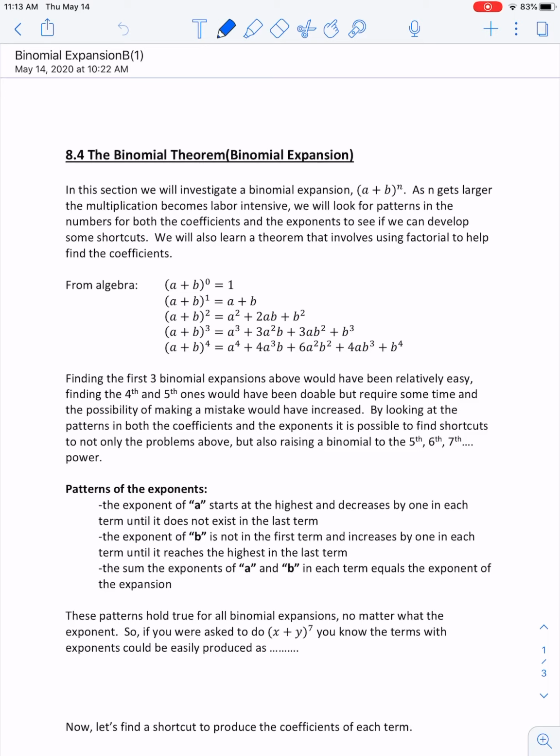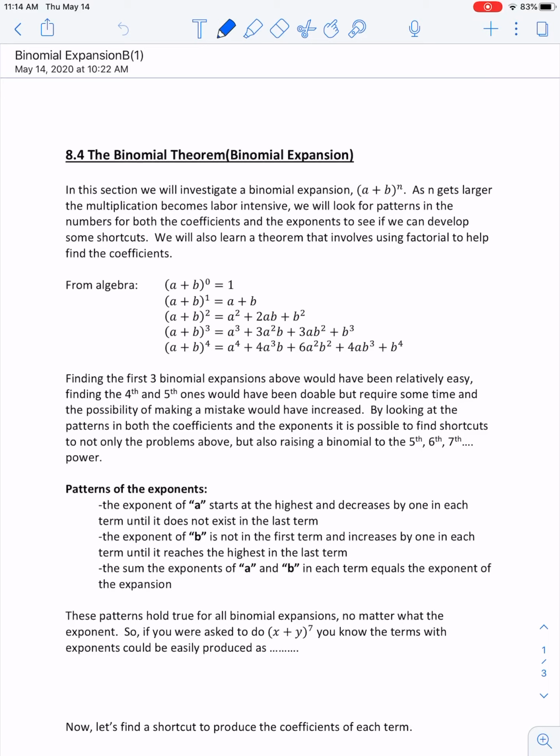For example, if we looked at a plus b to the 4th, obviously the first term is a to the 4th. If you look at the second term, there's an a cubed and a b. So that's 3 and 1, so that's 4. In the third term, there's a squared and a b squared. 2 plus 2 is 4. So the sum of the exponents for each of the variables will always add up to equal the same as the original binomial expansion.